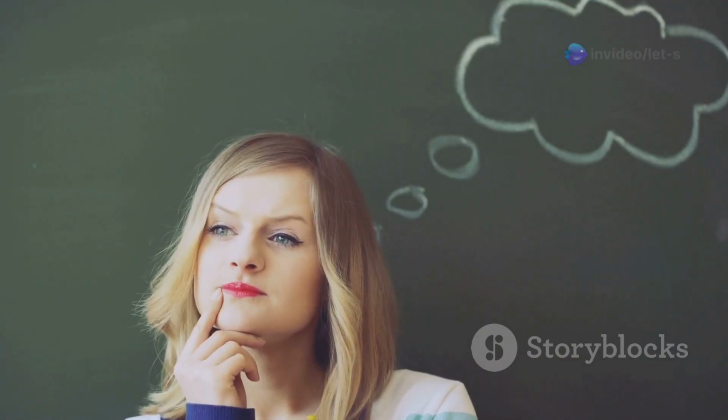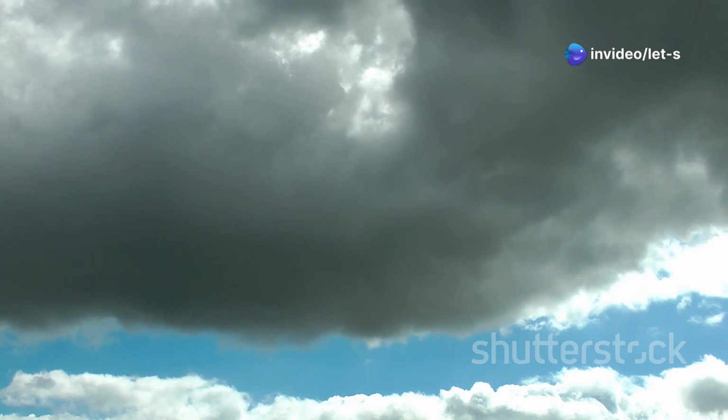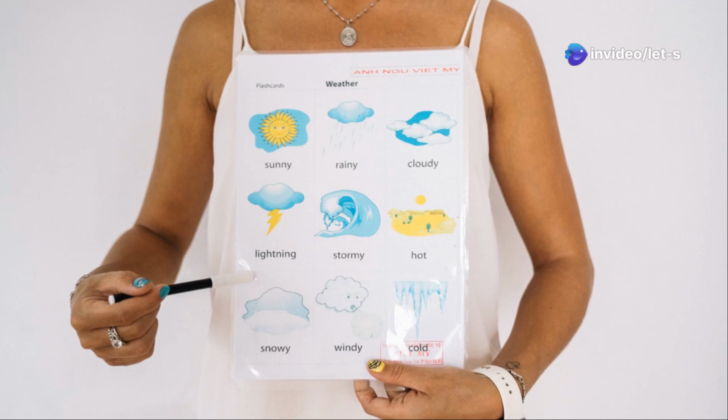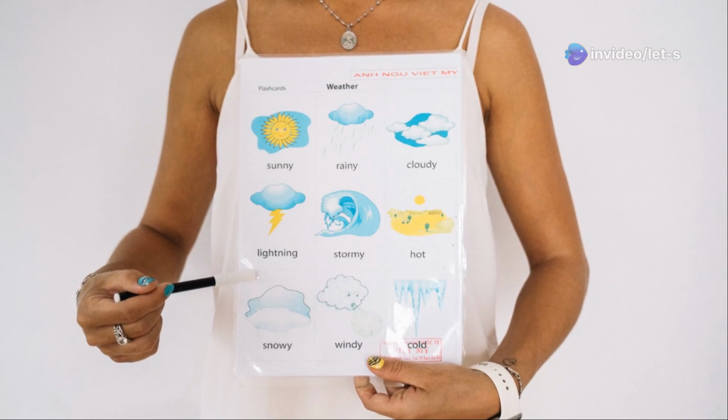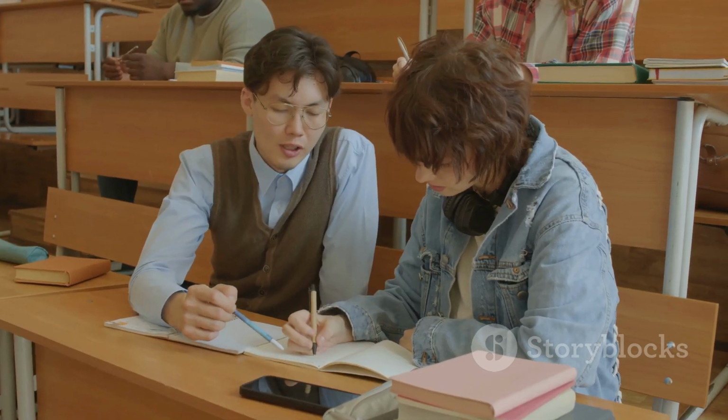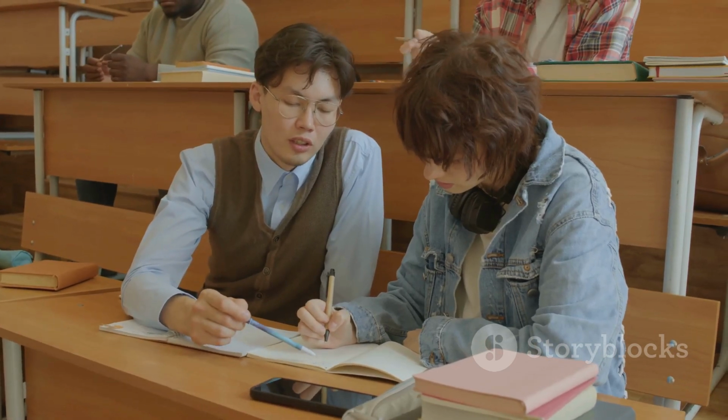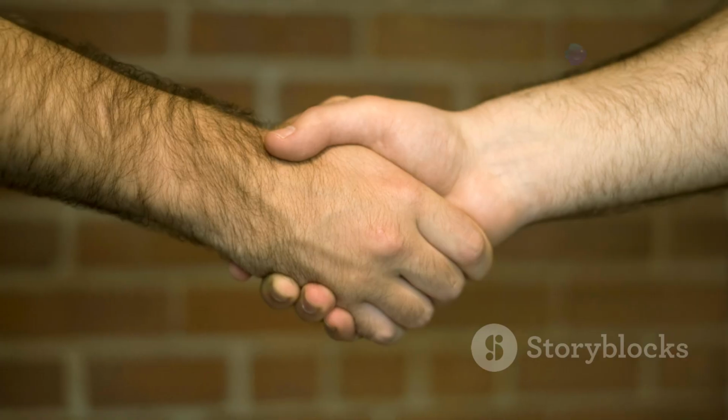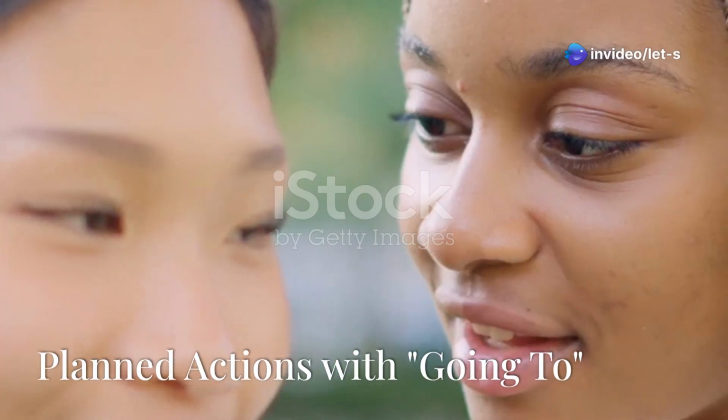Will is also used for predictions. For example, you might say, "It will rain tomorrow." This is a prediction about the future based on your current knowledge or intuition. Similarly, will is used for promises, such as, "I will help you with your homework later." This is a promise you are making in the moment.